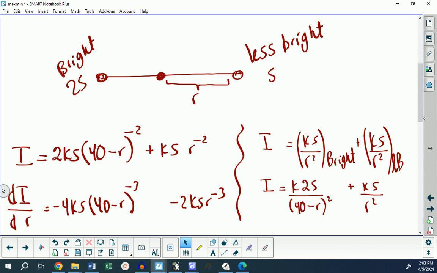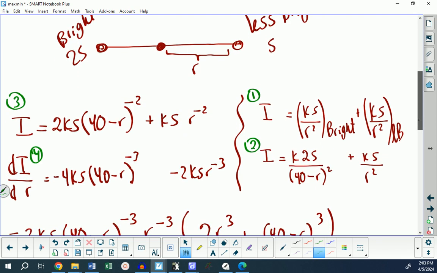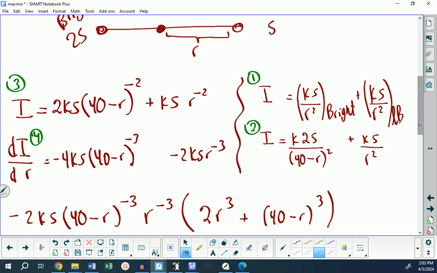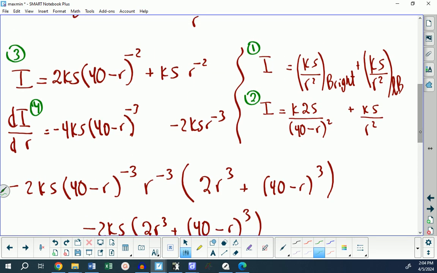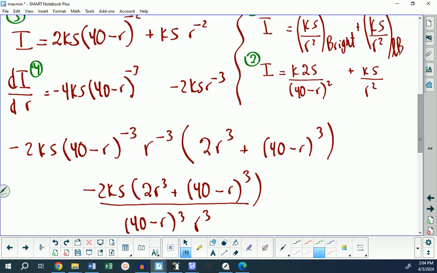So I started here, I developed that, it turned into this, and then I differentiated it. And I'll come back to that derivative in a second. When you follow what I would call the rules of what you do with derivatives, which is to factor and to simplify, I factored out a -2, a k, an s, a 40 minus r to the -3, and an r to the -3. And I was left with this in brackets, 2r cubed plus 40 minus r quantity cubed. So then, of course, the parts with the negative exponents go below.